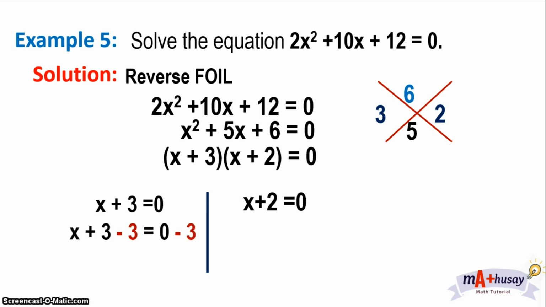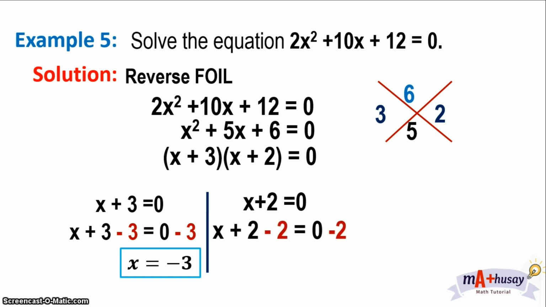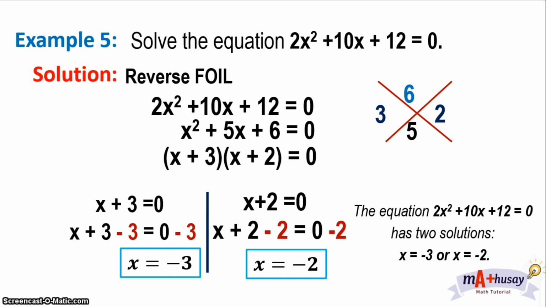To solve for x, sa x plus 3, you have to add negative 3 to both sides of the equation. So, the value of x is negative 3. For x plus 2, you have to add negative 2 to both sides of the equation. So, kapag nag-add tayo ng negative 2, the value of x is negative 2. So, in this case, the solution for the equation 2x squared plus 10x plus 12 equals 0 ay negative 3 or negative 2.